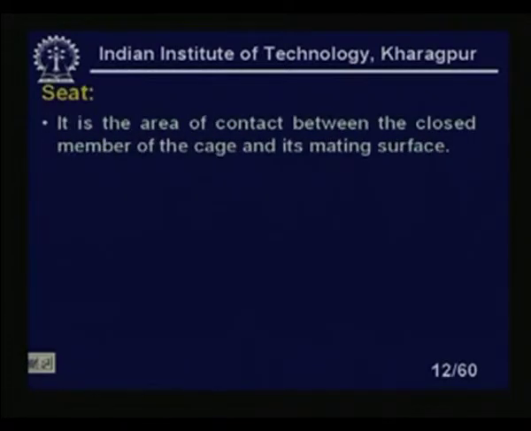Seat. It is the area of contact between the closed member of the cage and its mating surface. Already we have shown this seat. When the plug totally rests on the seat, the valve is totally closed. When it is fully open, the liquid is flowing through the space in between the seat and the plug, through the valve.